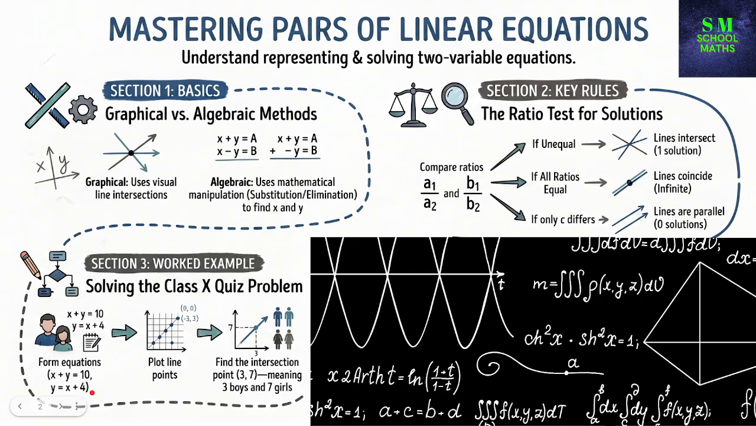Step 2: plot the line points. If we find the coordinates for both equations and plot them on a graph. Step 3: find the intersection. Look right here on the grid. The two lines cross exactly at the coordinates 3, 7 because x is equal to 3 and y is equal to 7. It means there are 3 boys and 7 girls. It's that simple.